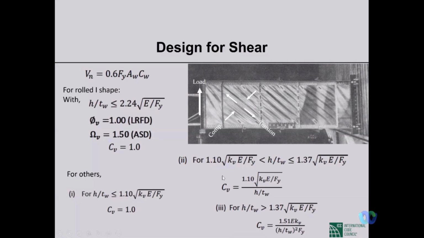And for different slenderness ratios, we have to calculate CV depending on the h/tw ratio, because there will be inelastic buckling and elastic buckling. So depending on the h/tw ratio, the slenderness ratio, at what point of that curve we are, the capacity will have to be calculated accordingly. So the CV ratio depends on h/tw.